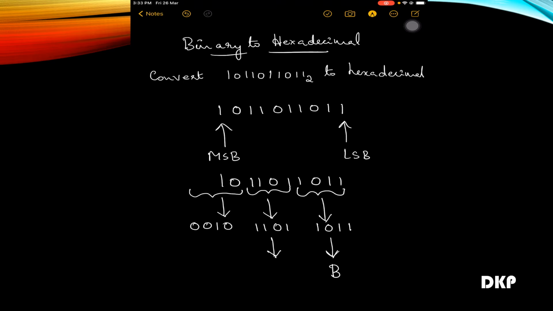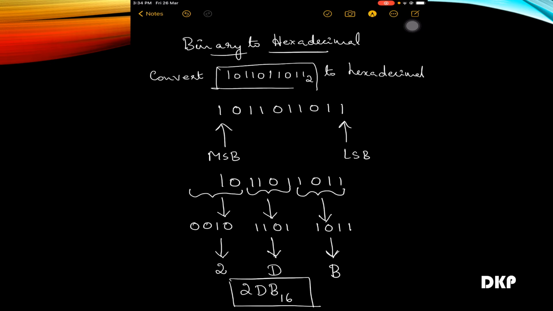What is the hexadecimal of 1101? It is D. 1101 means it is 8 plus 4 plus 1, 13. So we don't write 13 in hexadecimal. D represents 13. And the hexadecimal of 0010 is 2. So the result is 2DB to the base 16. So this is the hexadecimal of this binary number.